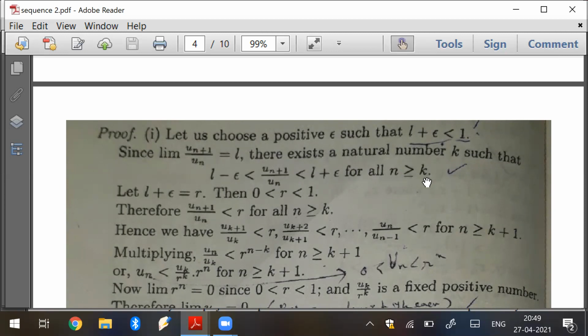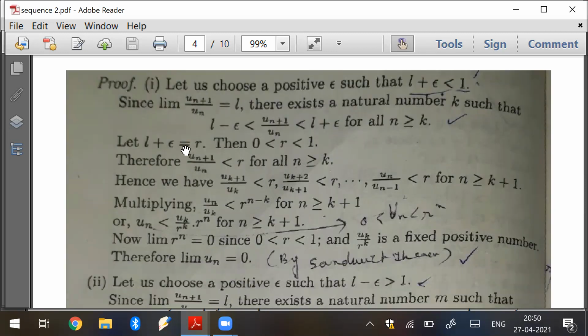Now I'm just using the notation L plus epsilon equal to R. Then obviously, as I have taken L plus epsilon to be less than 1, my R is less than 1. And obviously it is positive because epsilon is positive and L is positive. So R is lying between 0 and 1. So this quantity, for any n greater than or equal to k, is less than R. This is true for n equal to k, for n equal to k plus 1, for n equal to k plus 2, and it goes on.